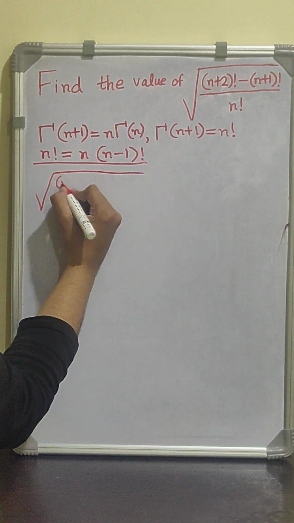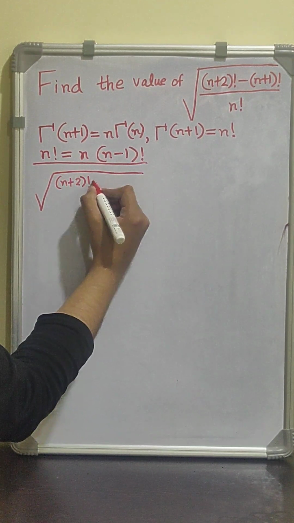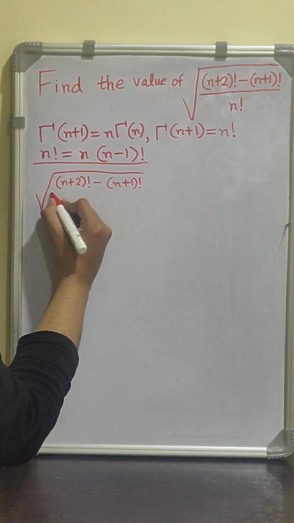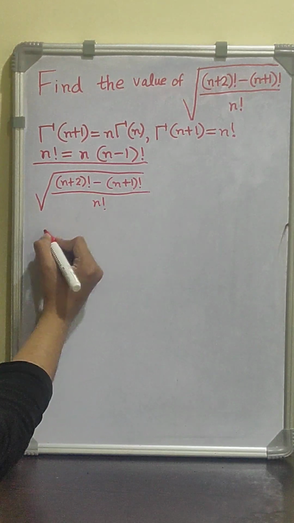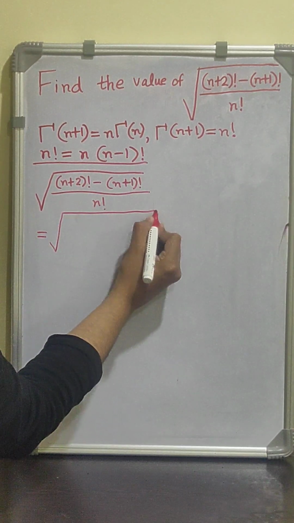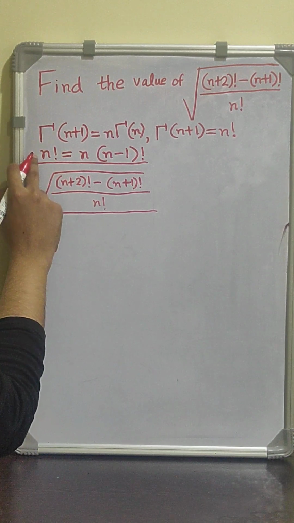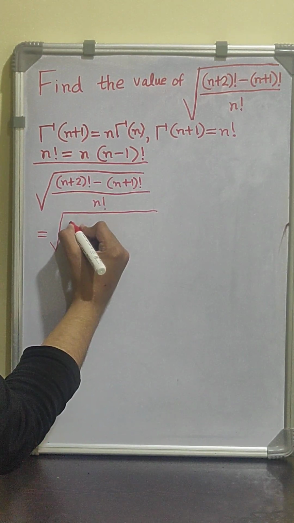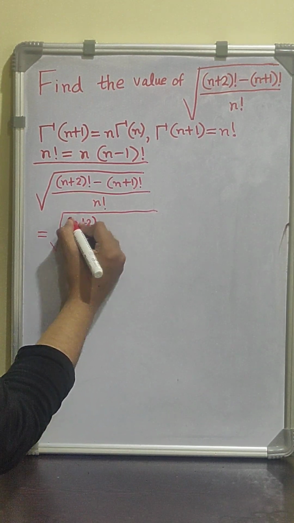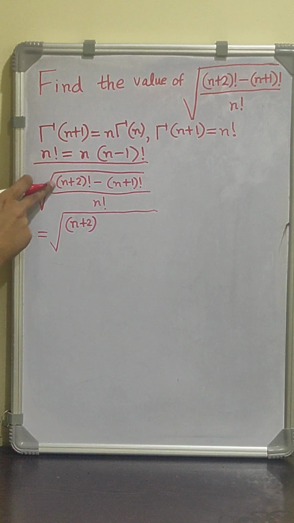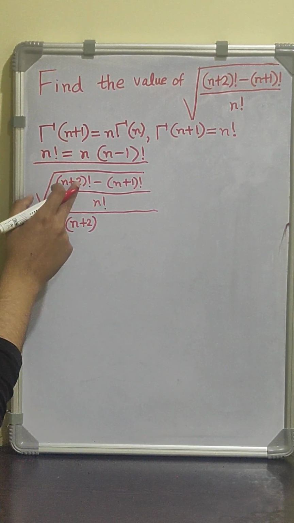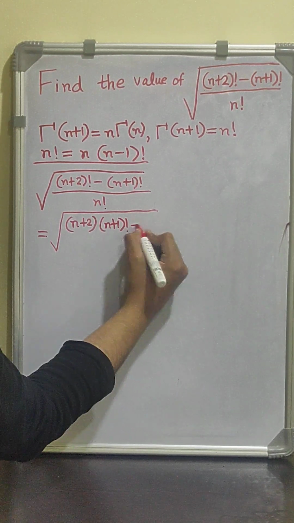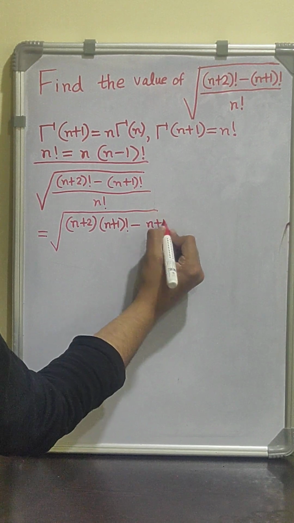So under root (n+2)! − (n+1)!, sorry, (n+2)! − (n+1)! divided by n!. I can write it as, I place n+2 here, so n+2, n+2 minus 1, that will be n+2, using this identity for (n+2)!, n+2 and n+2 minus 1, so that's (n+1)!, minus (n+1)!.